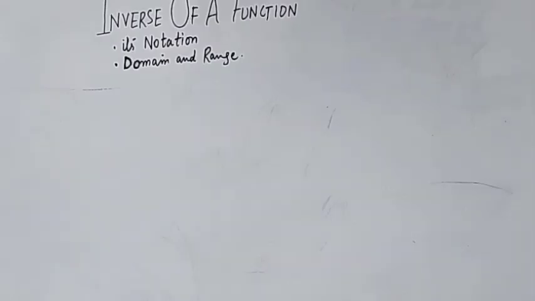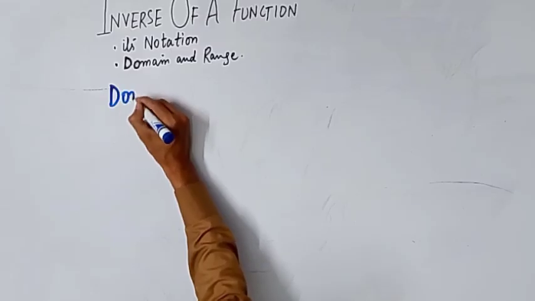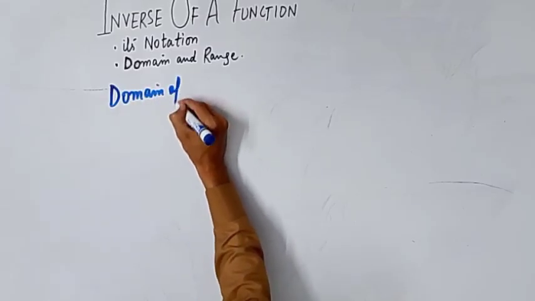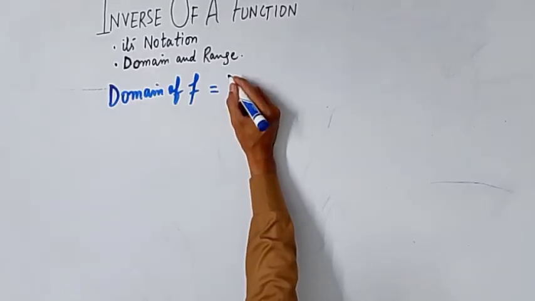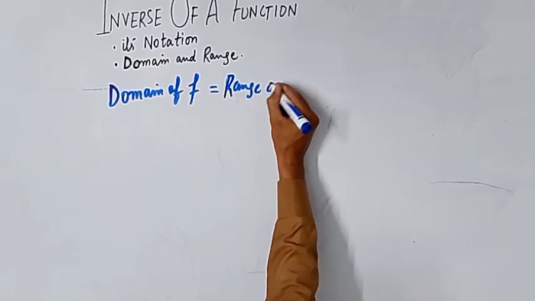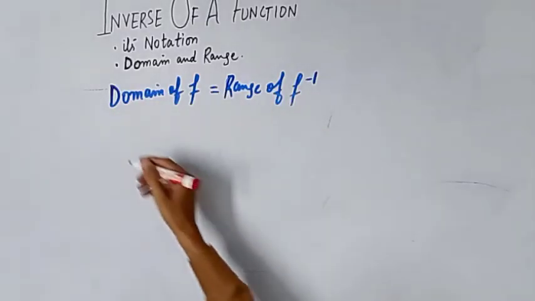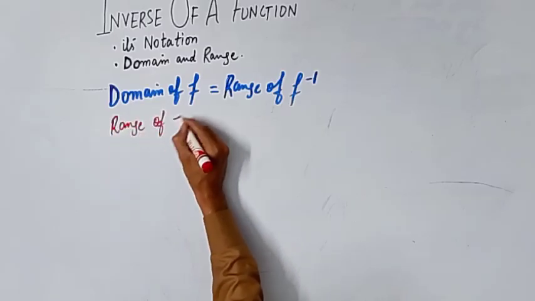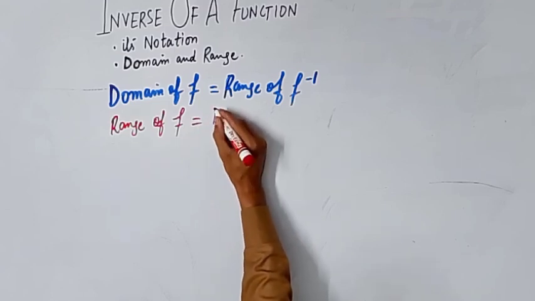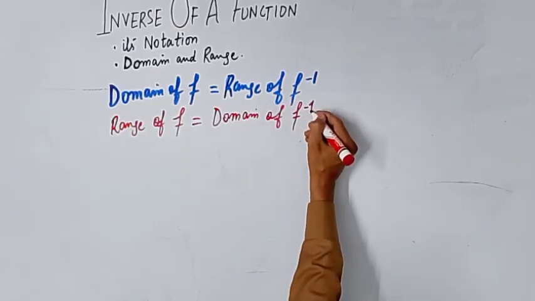Now for the domain and range of the inverse of a function, the relation is very simple. Look over here. Domain of f, meaning the original function, is equals to range of f inverse, and range of f, meaning the original function, is equals to domain of f inverse. So the relation is very simple.